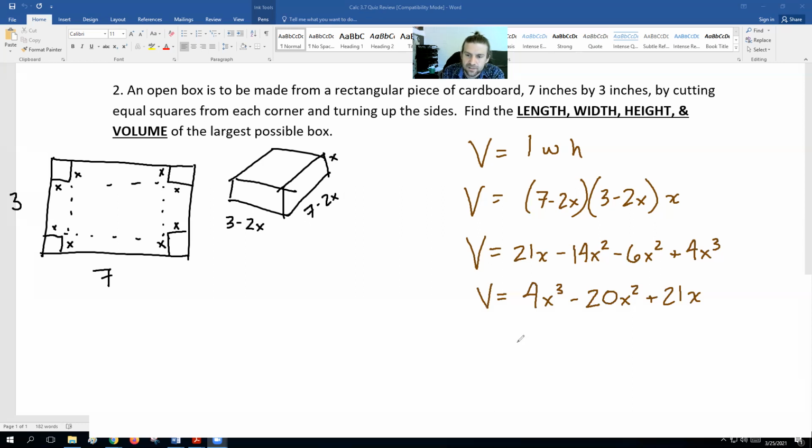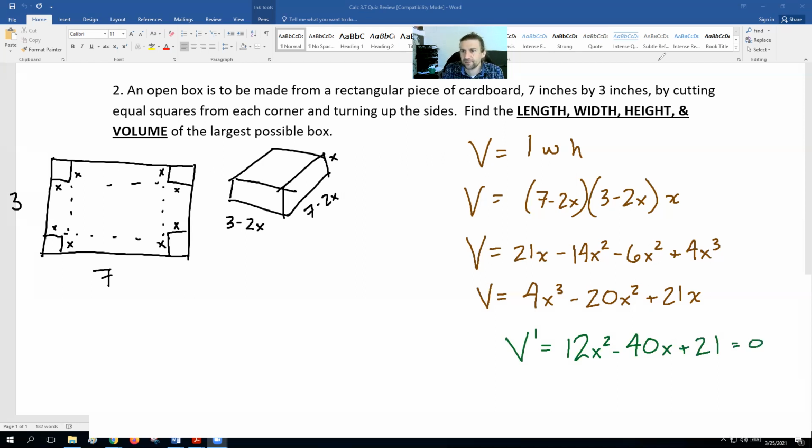What we want to do now is go through and find the maximum, and any maximum point is a critical point on the first derivative. So we take the derivative here. 4x cubed goes to 12x squared. Minus 20x squared becomes minus 40x, and the plus 21x becomes plus 21. Okay, we're going to set that equal to 0.